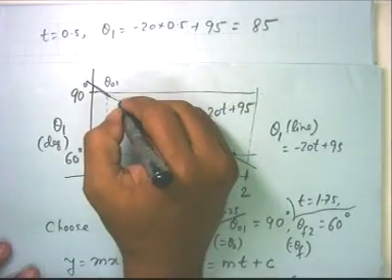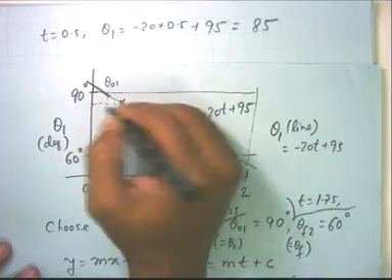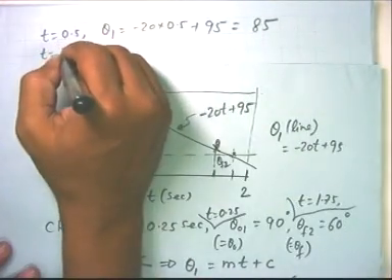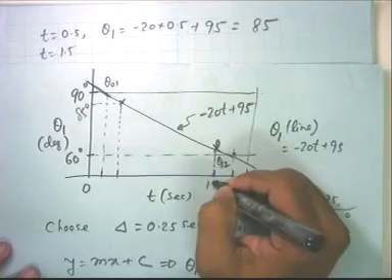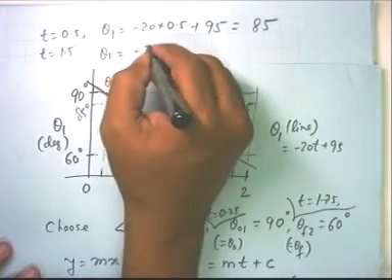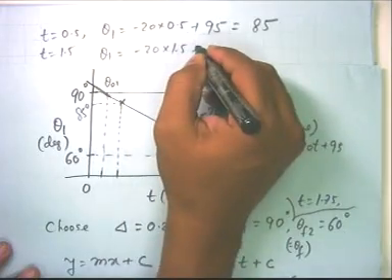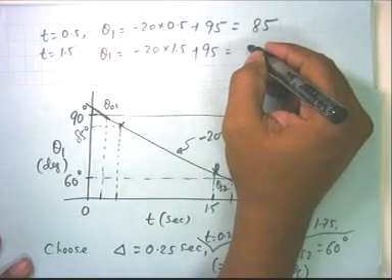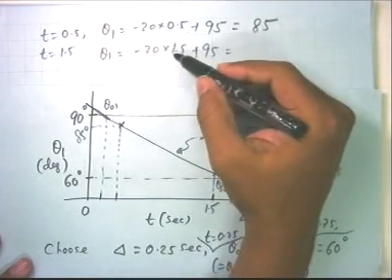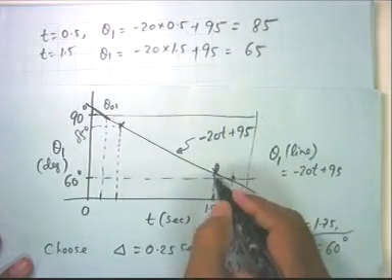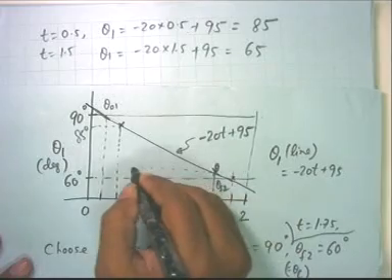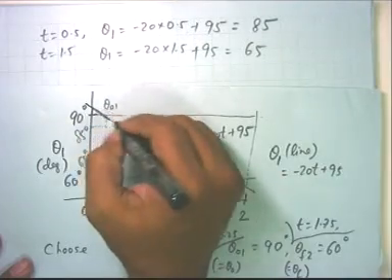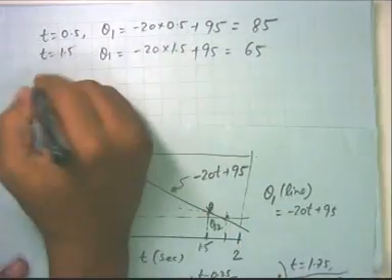Okay. So, this value will be 85. And similarly, you can calculate for t equal to 1.5. So, theta 1 is minus 20 into 1.5 plus 95. So, this will be 65. So, this value is 65.